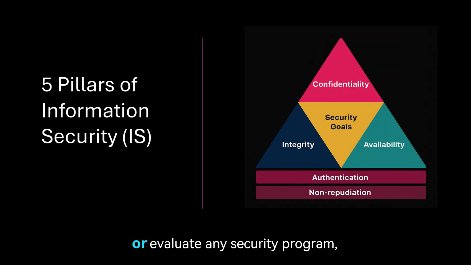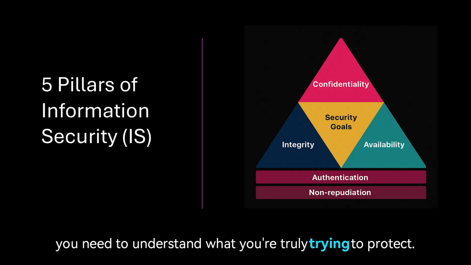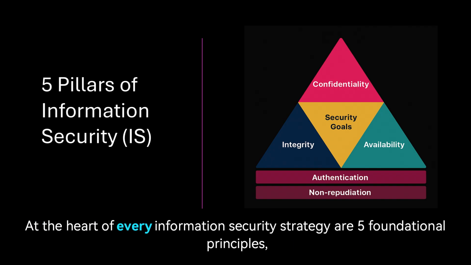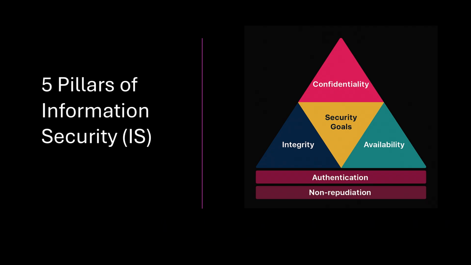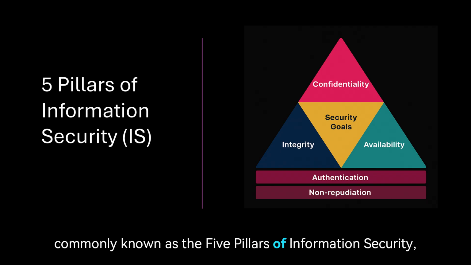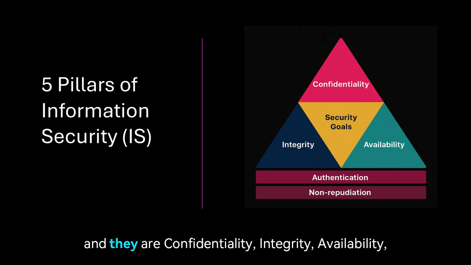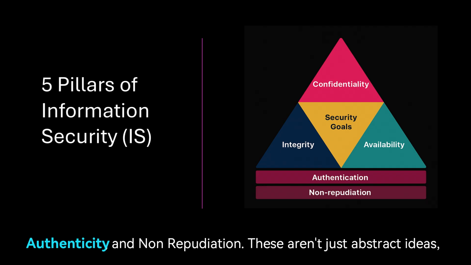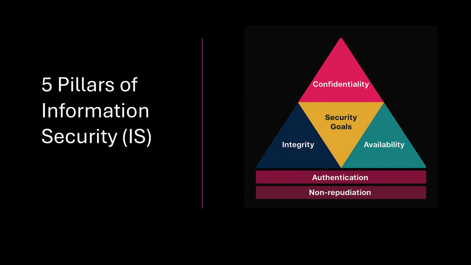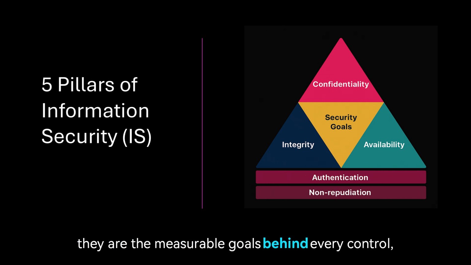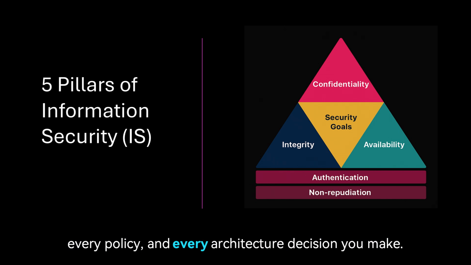Before you can design or evaluate any security program, you need to understand what you're truly trying to protect. At the heart of every information security strategy are 5 foundational principles, commonly known as the 5 pillars of information security, and they are confidentiality, integrity, availability, authenticity, and non-repudiation. These aren't just abstract ideas. They are the measurable goals behind every control, every policy, and every architecture decision you make.